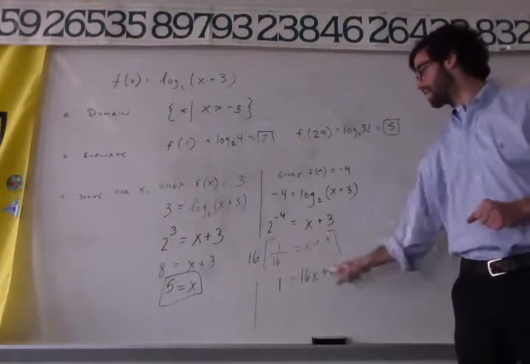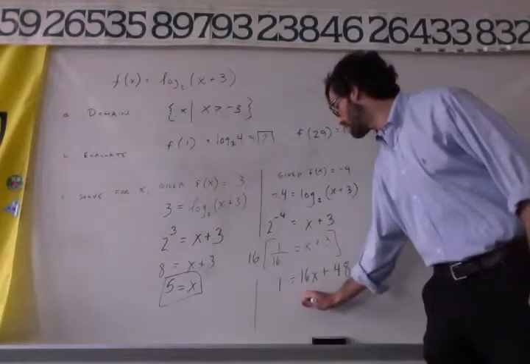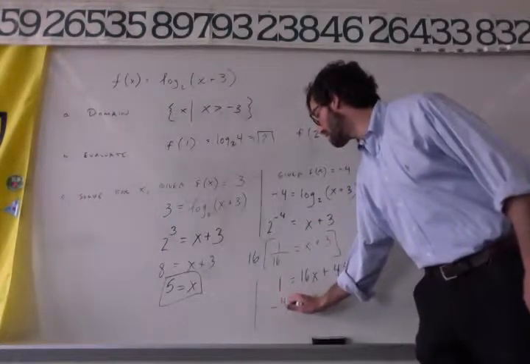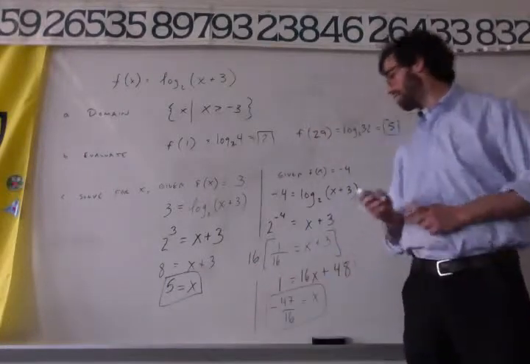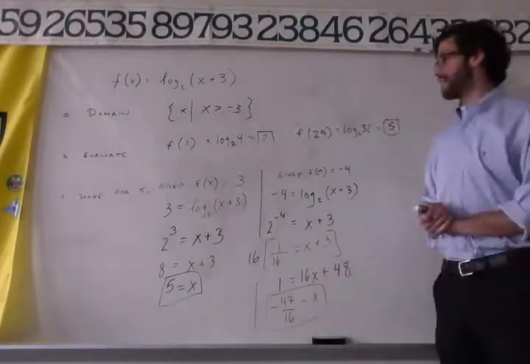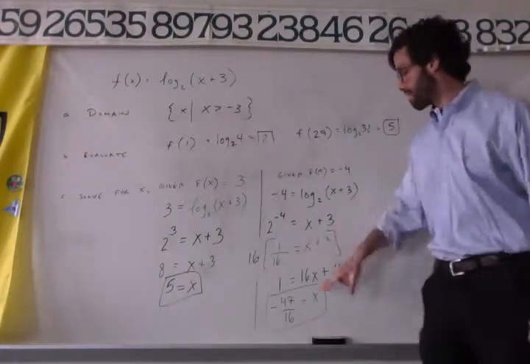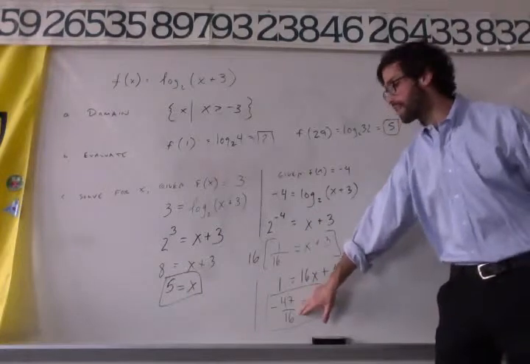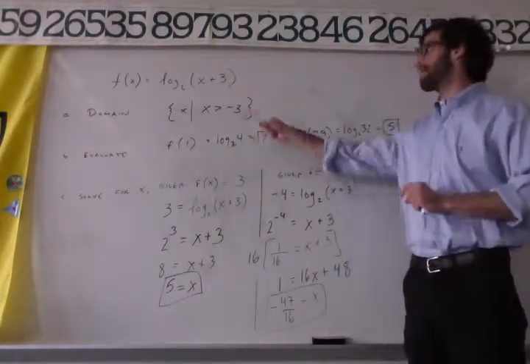Take away 48, you get negative 47, and you'll divide by 16. So the answer, x equals negative 47 over 16. It's ugly, but, you know, it's the answer. And this also is in the domain. x is greater than negative 3. Negative 47 over 16 is like negative 2.9 something. So yes, it is barely greater than negative 3.